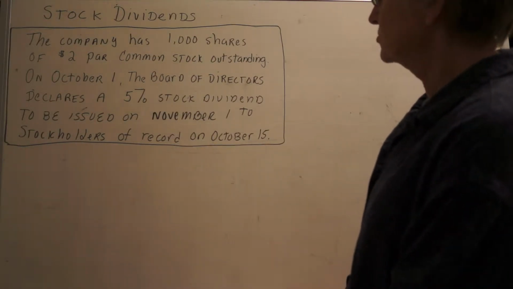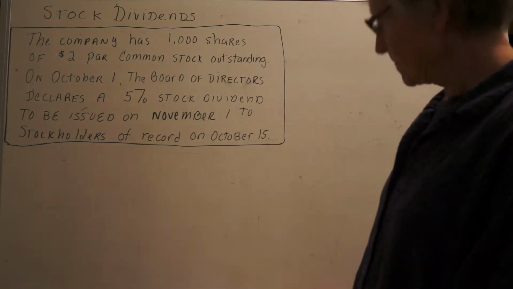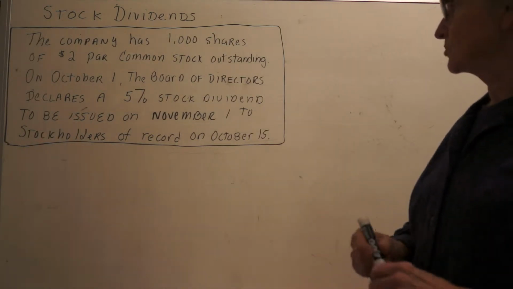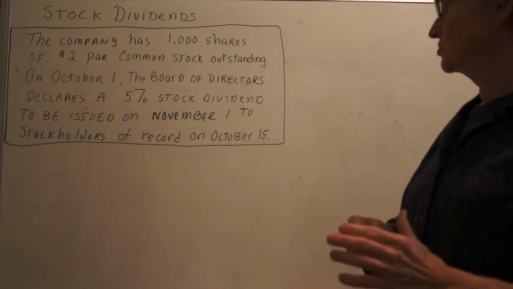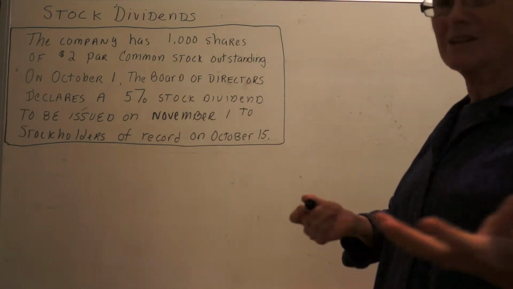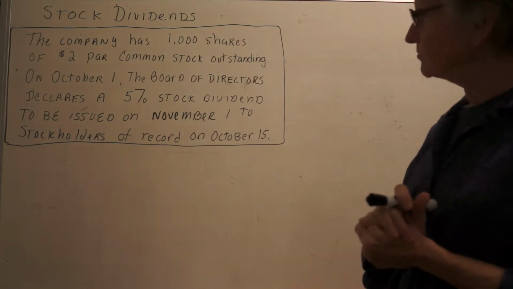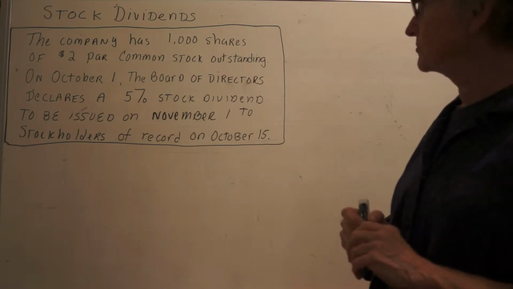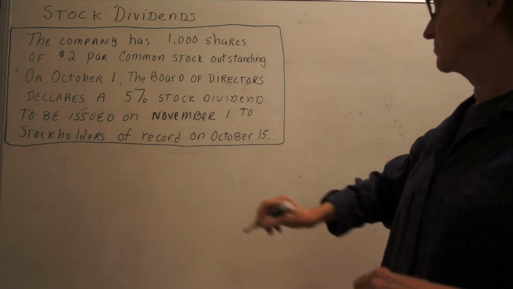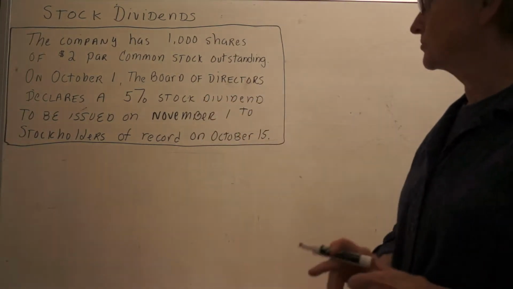The company has 1,000 shares of $2 par common stock outstanding. And on October 1st, they declare a 5% stock dividend to be issued November 1st to stockholders of record on October 15th. And that seems like a lot, but you just sort it out a little bit. First of all, you have the date of record, which is October 15th. The declaration date is October 1st.